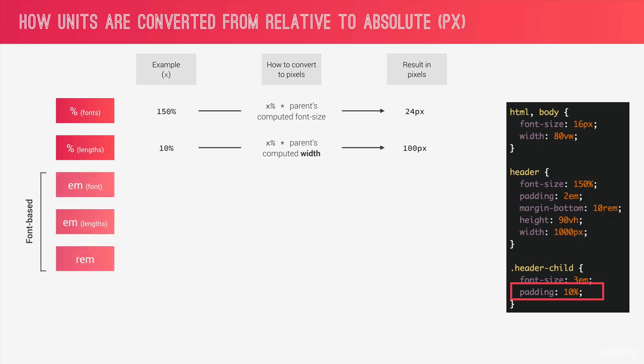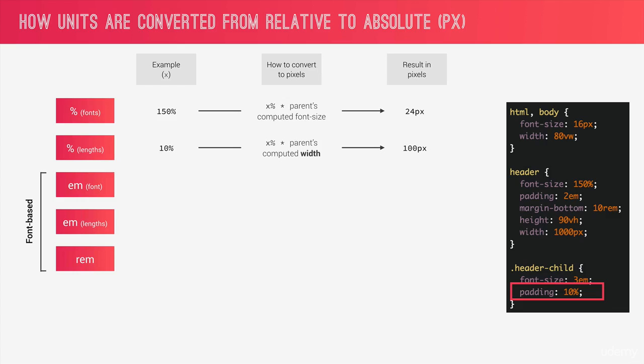Next up, we have some font-based relative units, em and rem. And again, it's different to use ems for fonts or for length. So, both ems and rems are font-based, but the difference between them is that ems use the parent or the current element as a reference, while rems use the root font size as the reference. So let's see how it works.